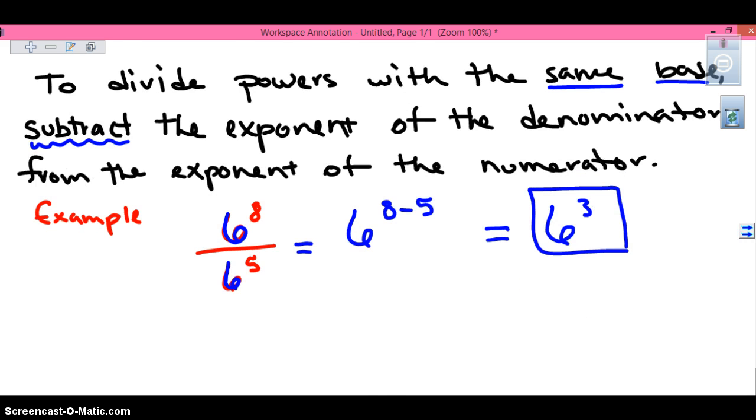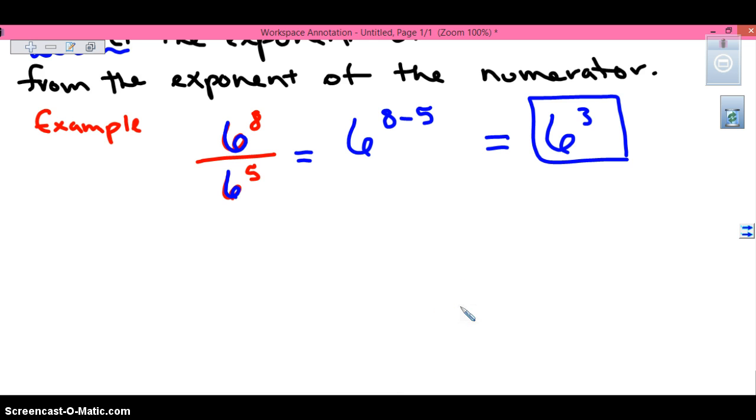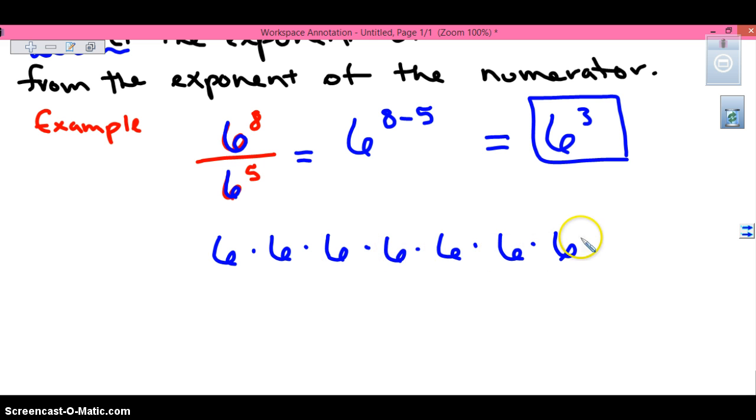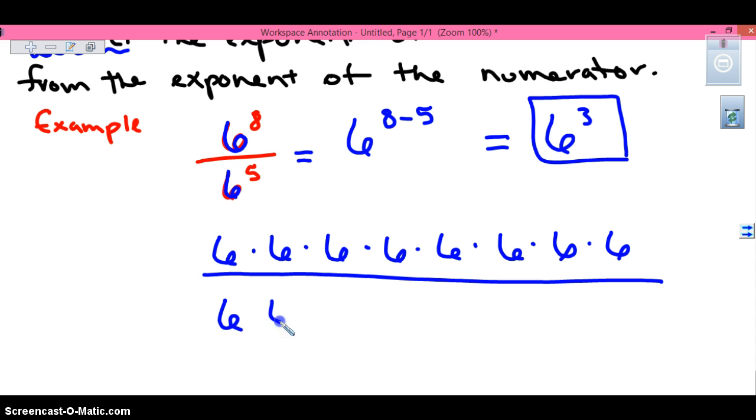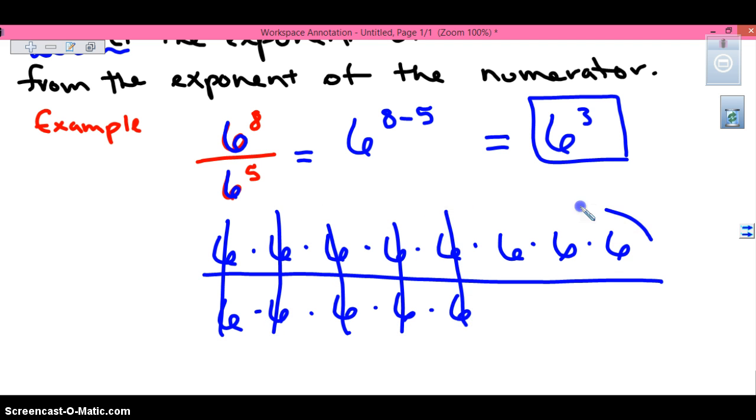And this is like what we did when we were simplifying our fractions. So if we have 6 to the 8th power over 6 to the 5th power, now we cancel. How many 6's are we left with? 3.